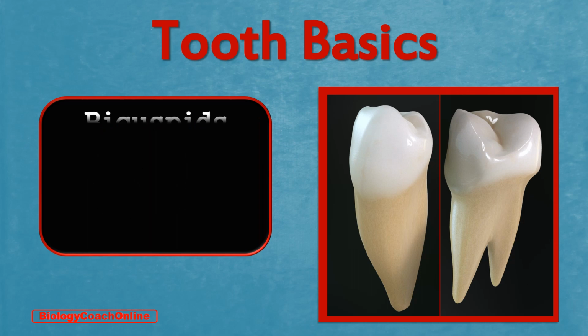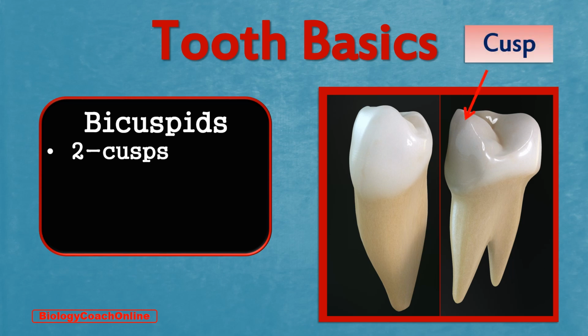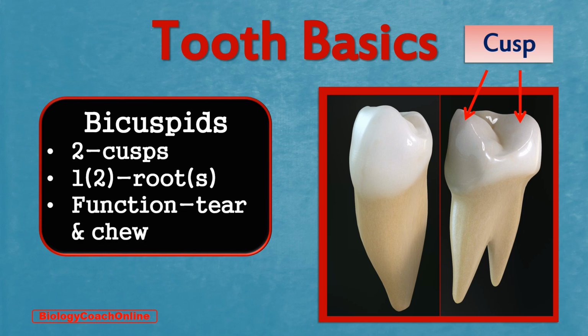Bicuspids are so named because they have 2 cusps. So now you know what a cusp is, a point on the occluding surface of a tooth. So we see the cusps here and here. Now bicuspids may have 1 or 2 roots. The number of roots depends on whether it's a first bicuspid or a second bicuspid. Bicuspids function in tearing and chewing.